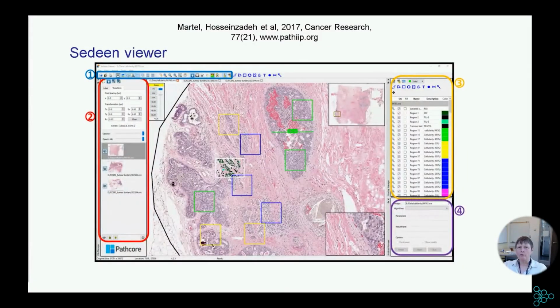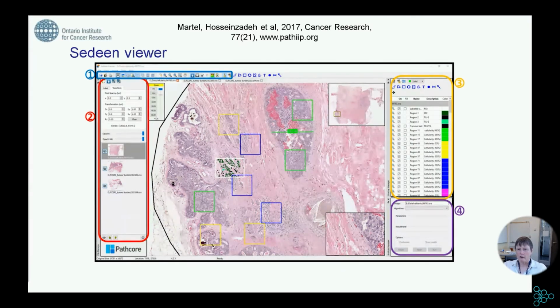Now, because the scale is important, we have to use some specialized tools to even annotate these things. We can't just use a simple image viewer. We have to have specialist whole slide image viewers. One of the viewers we use is the freely available Sedim viewer, which is maintained by PathCore.